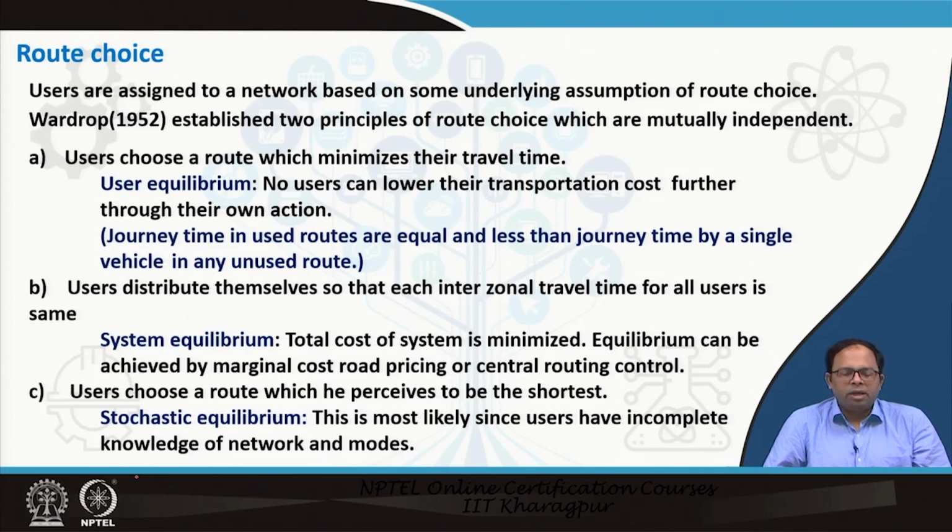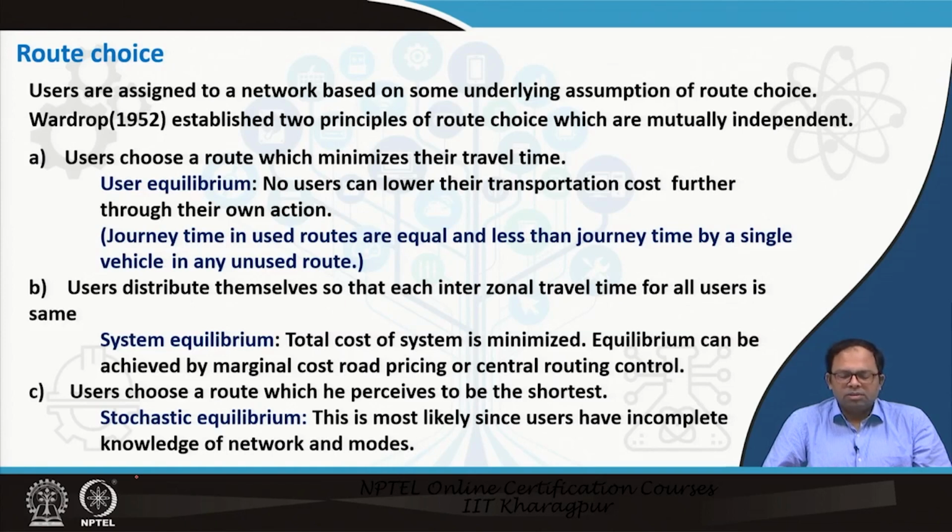That means, when everybody wants to go to a route which he thinks to be the shortest, then automatically there would be a few routes which are having the same amount of time taken by all those different routes, and any routes that are not chosen will have a lesser travel time. So, this is the first principle, user equilibrium, and the other talks about system equilibrium, where users distribute themselves so that each interzonal travel time for all users is the same. So, that means users will distribute themselves so that the overall system travel time is the least.